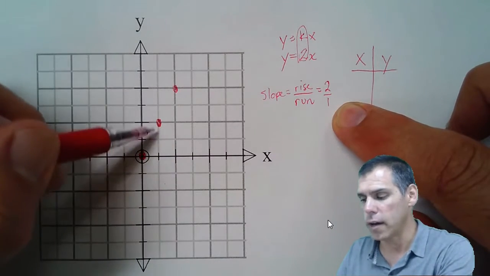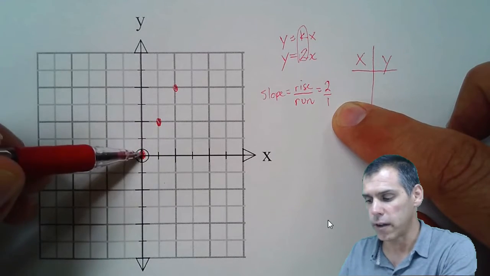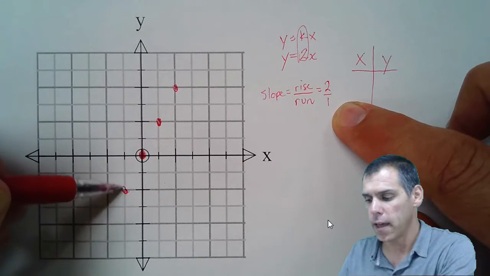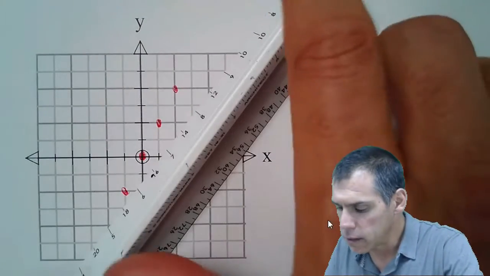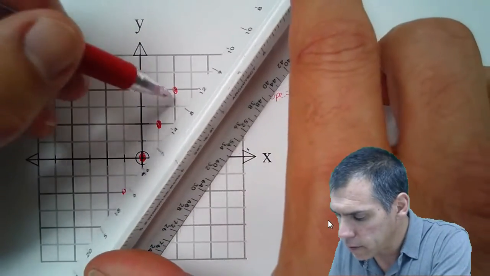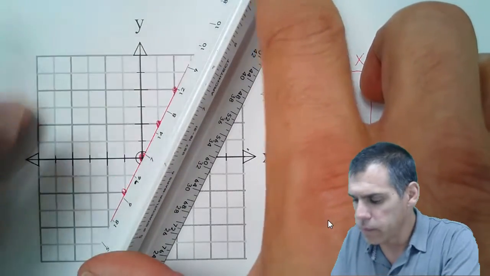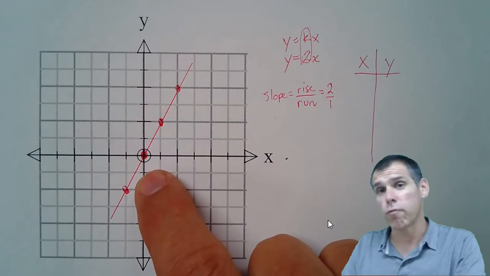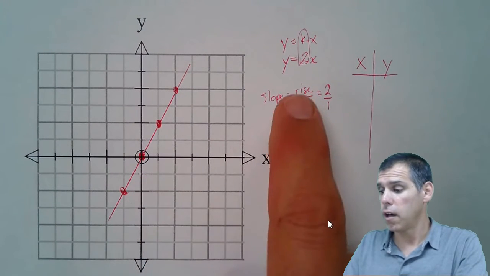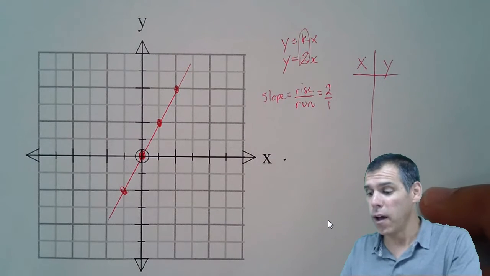Now, I could also not only go up 2 and to the right 1, but on this line we can also see that if I go down 2 and back 1, that'll also be a point on the line. And now I have this here. I'll draw this line, draw the points. Okay, this line is a representation of the equation y equals 2x. Let me show you how.